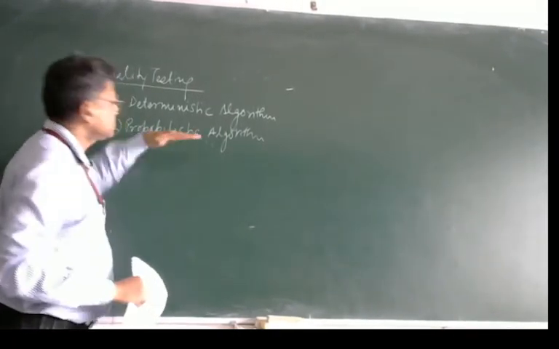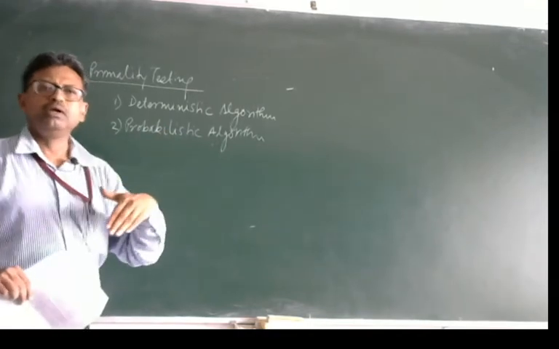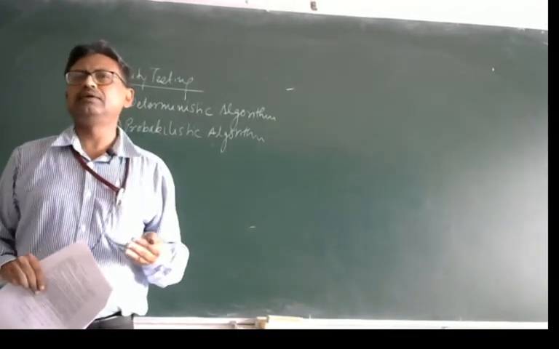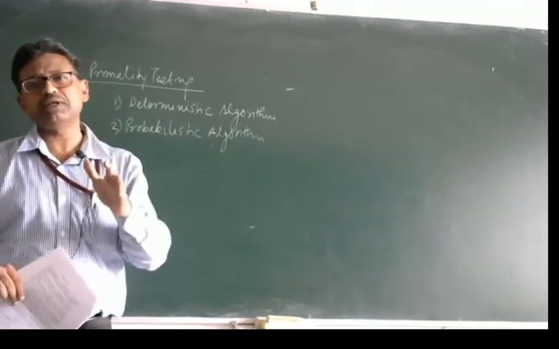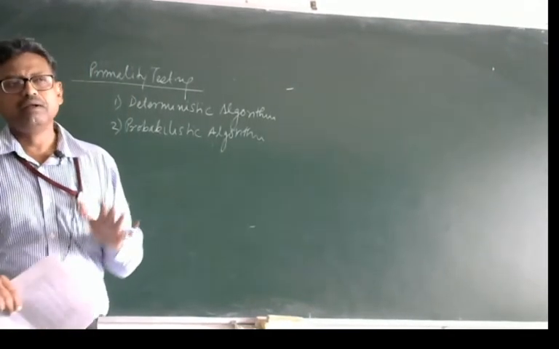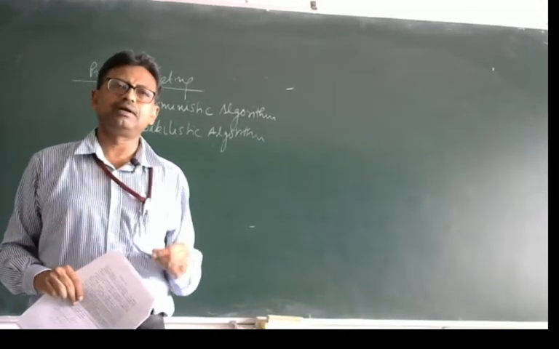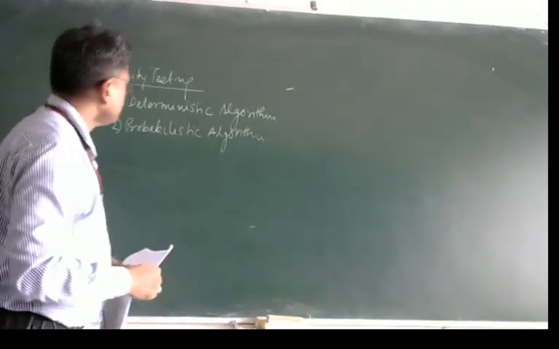But this probabilistic algorithm is a kind of algorithm in which in most cases it declares that the number is a prime number. If the number is a prime number, it will definitely declare it. But it is possible, with some lower probability, that it may declare it as a composite number.